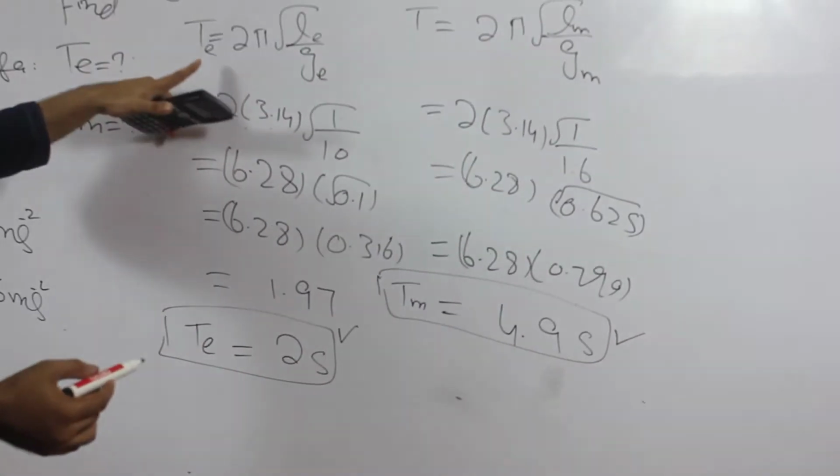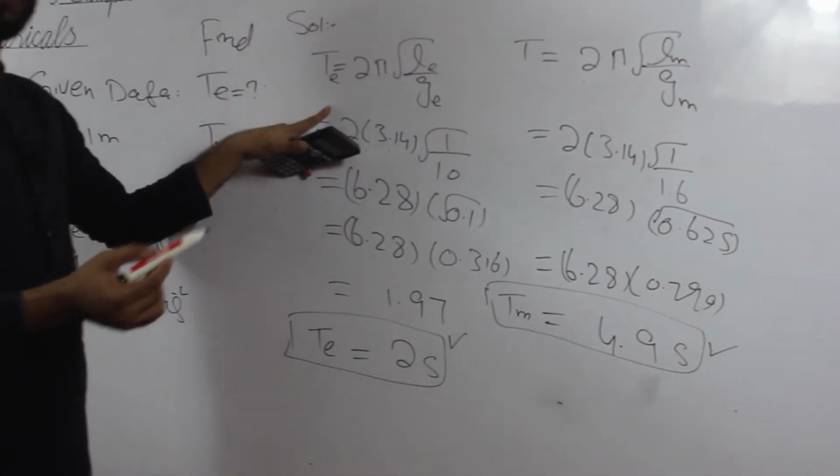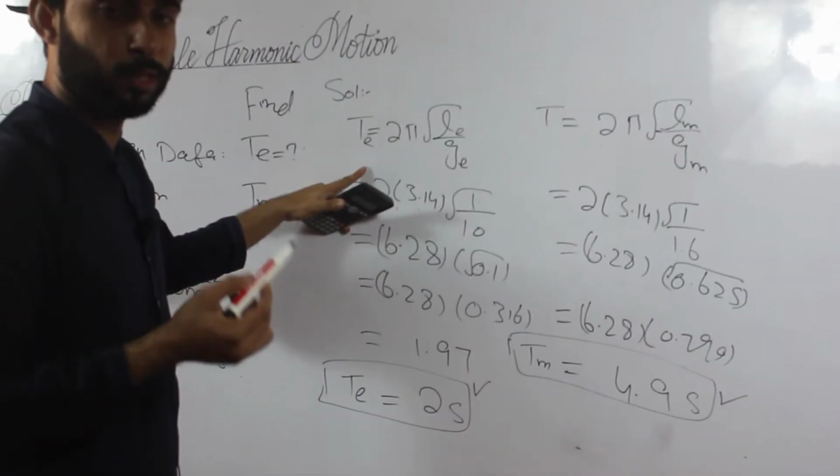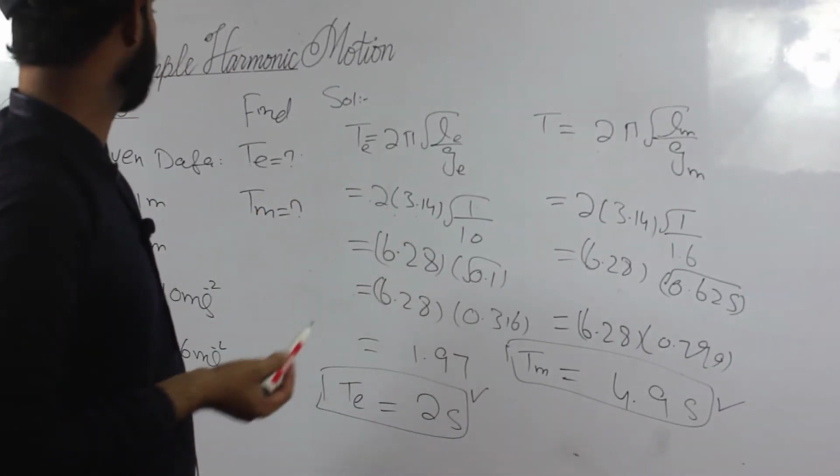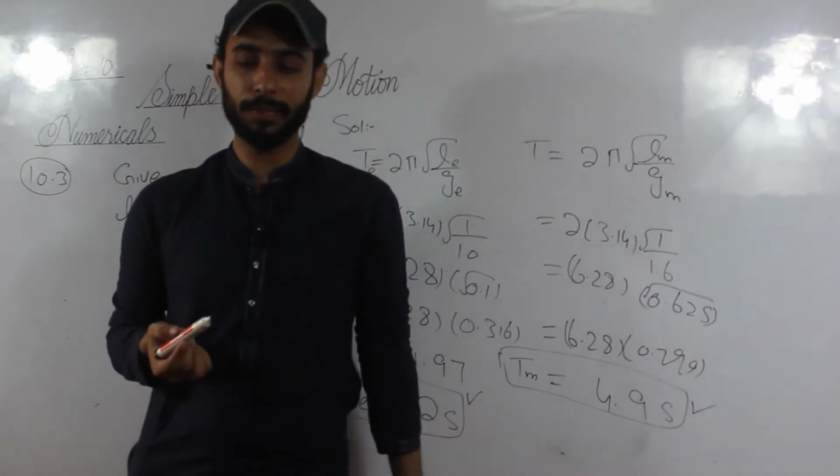We applied the same formula through which we solved the first two numericals, students. So, students, this was numerical number 10.3.